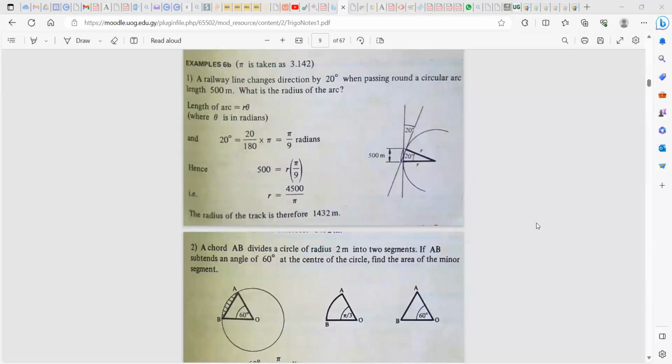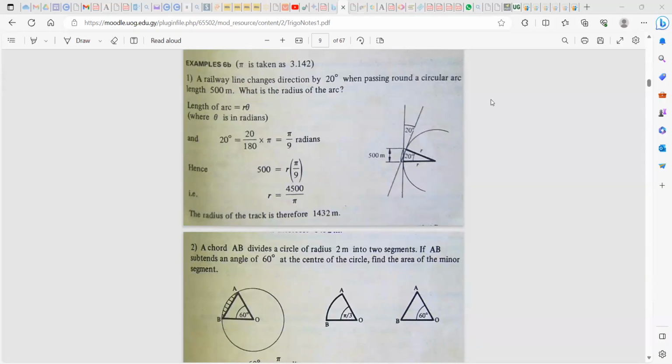So this is a nice couple of examples where the angle is measured in radians, right? They're in the notes. I just want to go through them quickly. So they're telling you that there's a railway line, a train on a track. They're talking about a railway line.